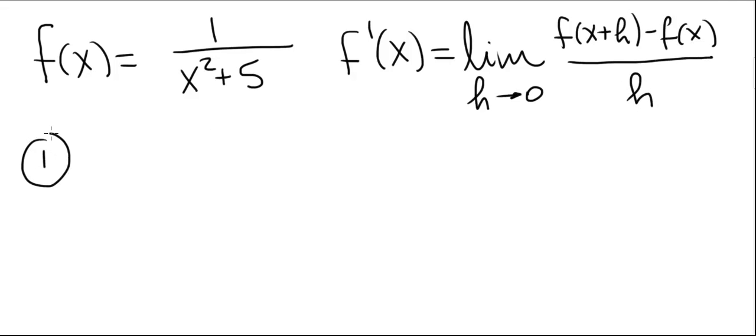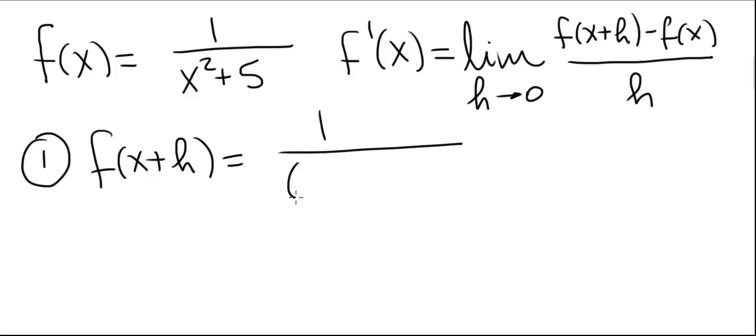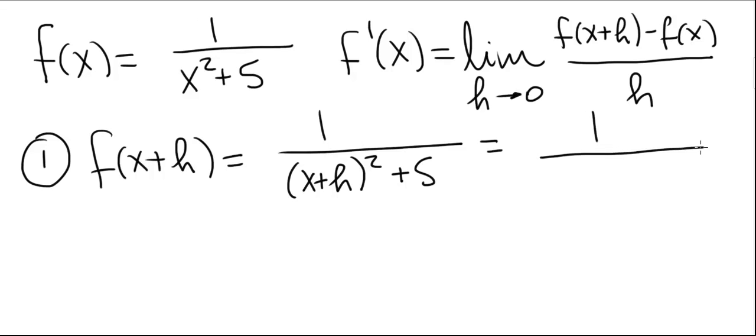The first step is to compute f of x plus h and simplify it as much as possible. This is 1 divided by, instead of x squared, instead of x, we put x plus h in parentheses, then square it, add 5. Now the only thing we can do to simplify it is to expand x plus h squared, which is x squared plus 2xh plus h squared, and then 5. So this is f of x plus h in its simplified form.